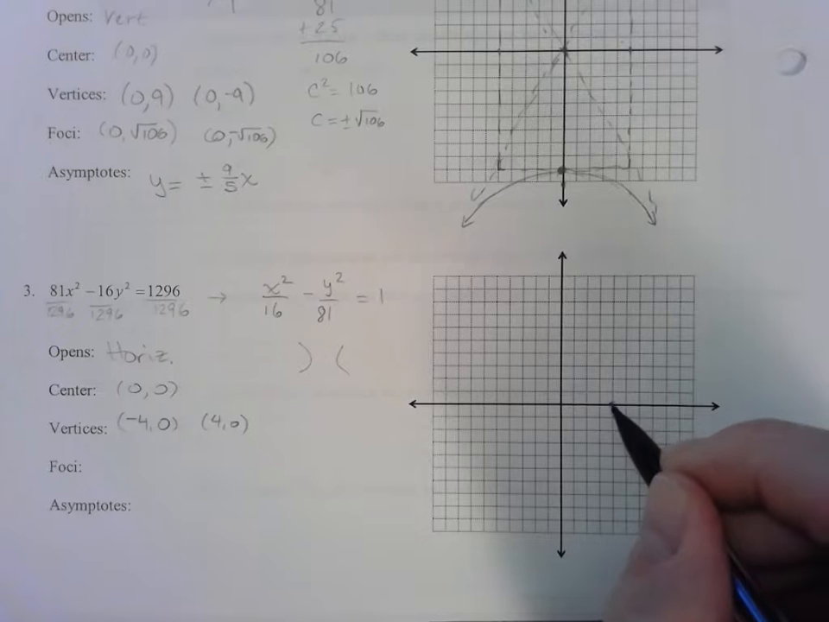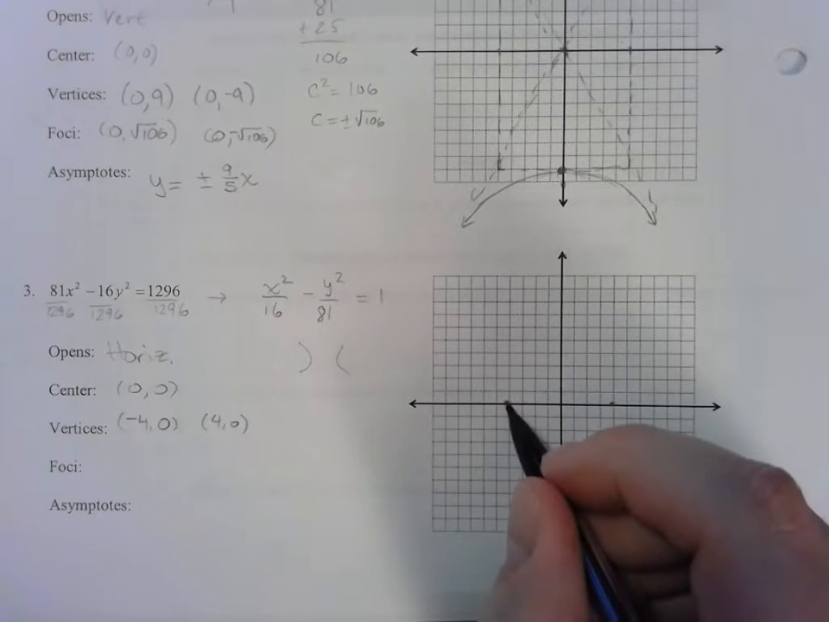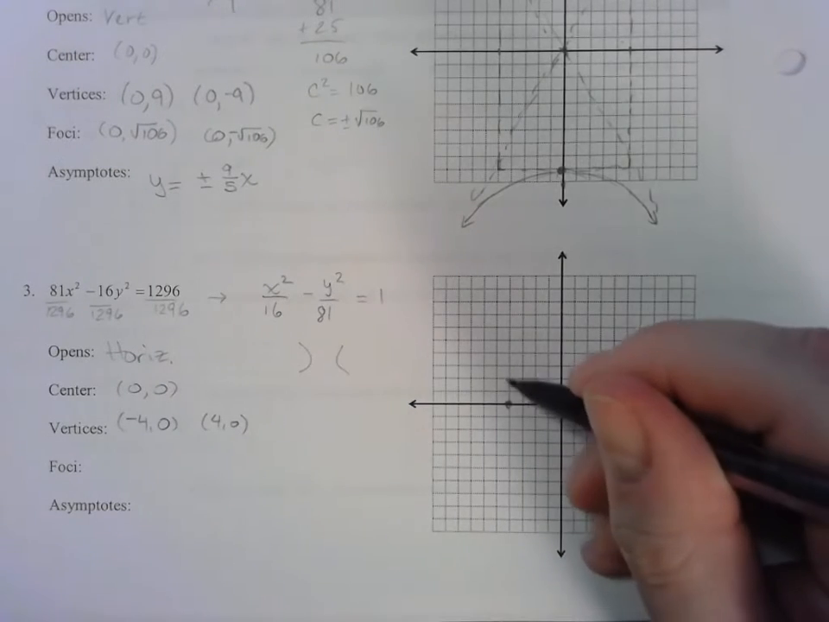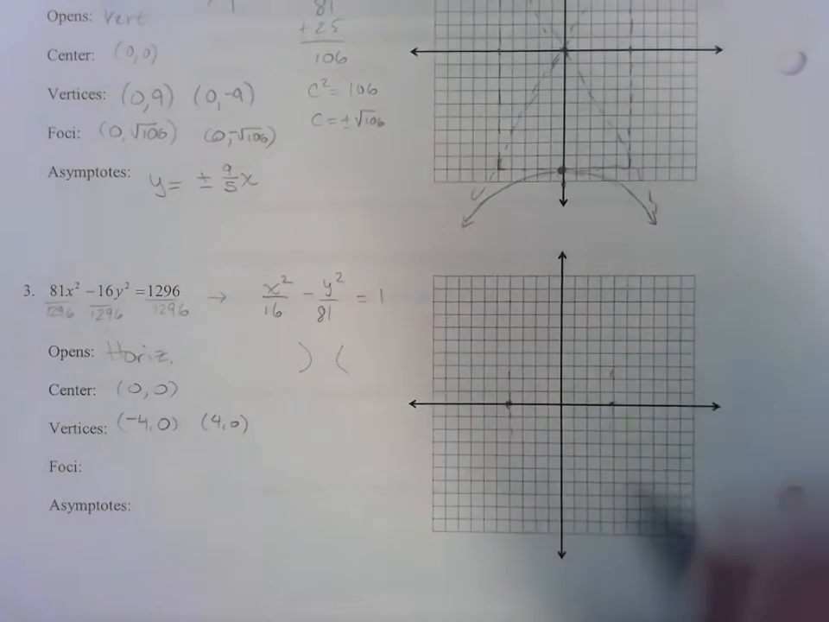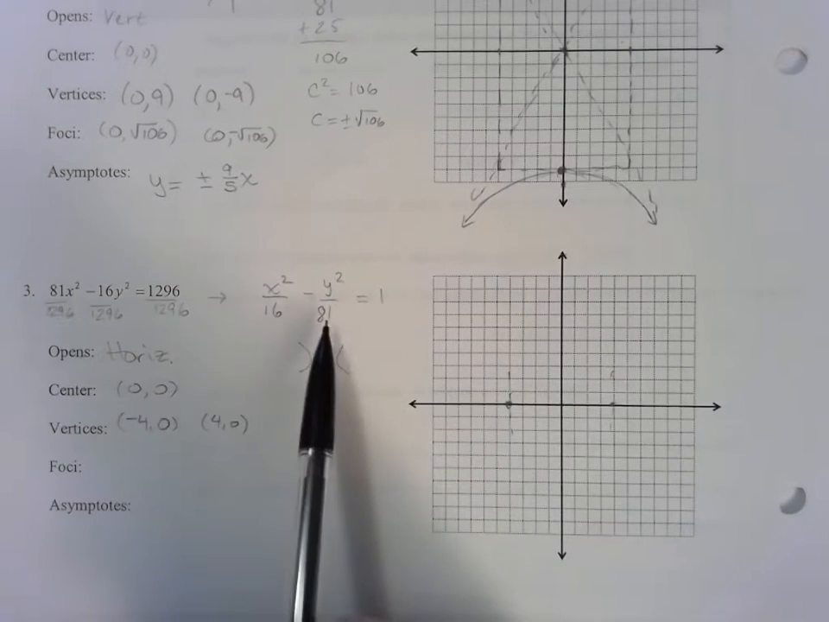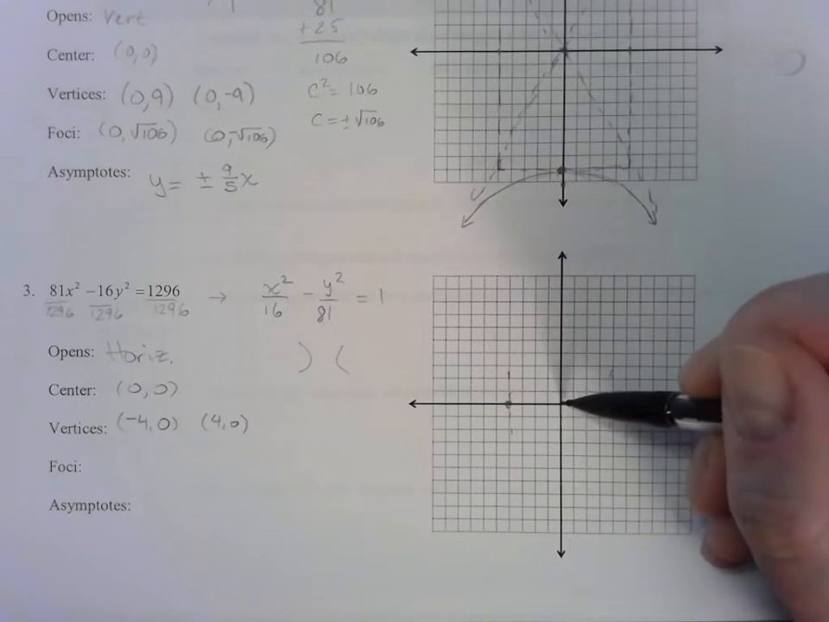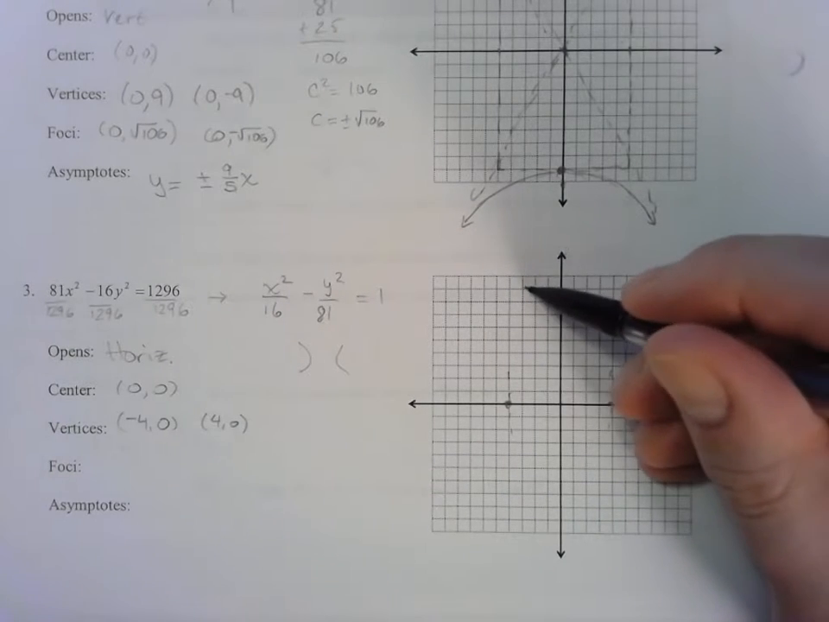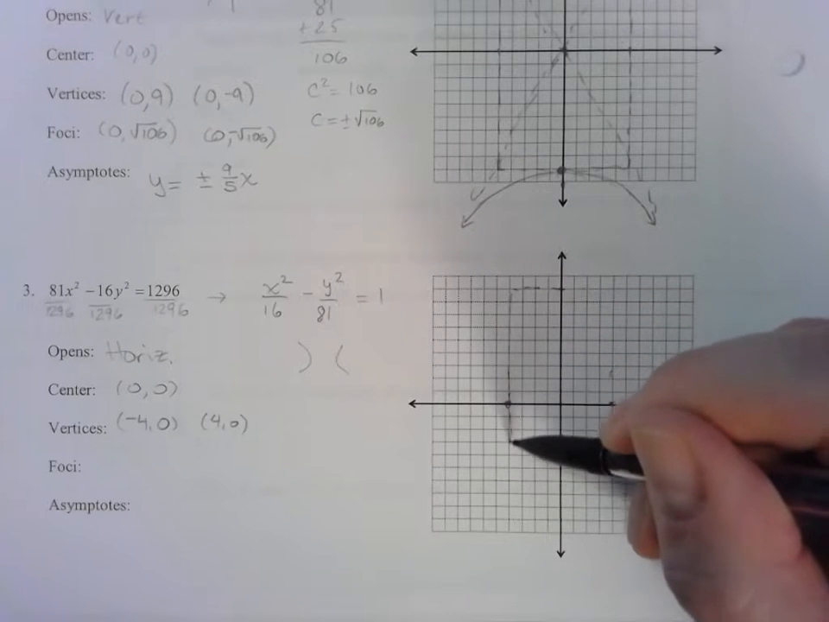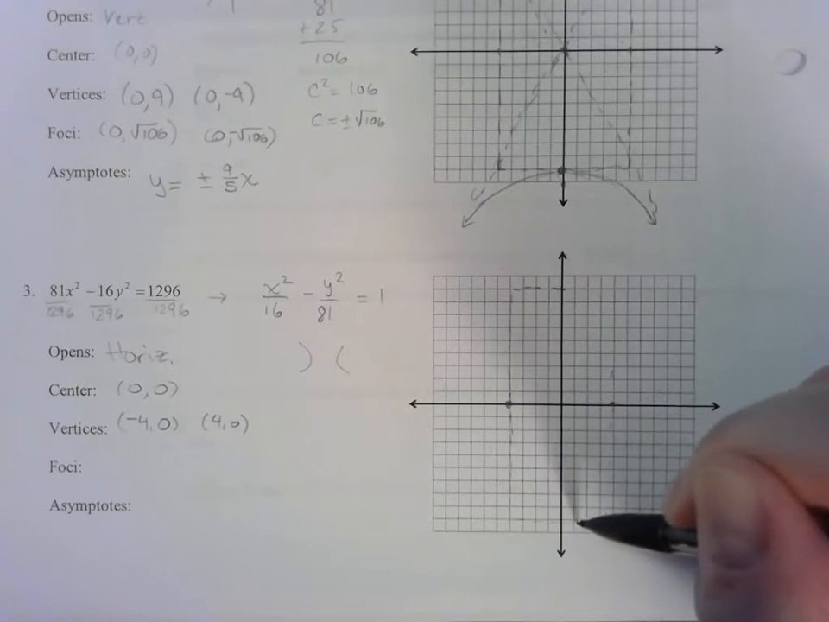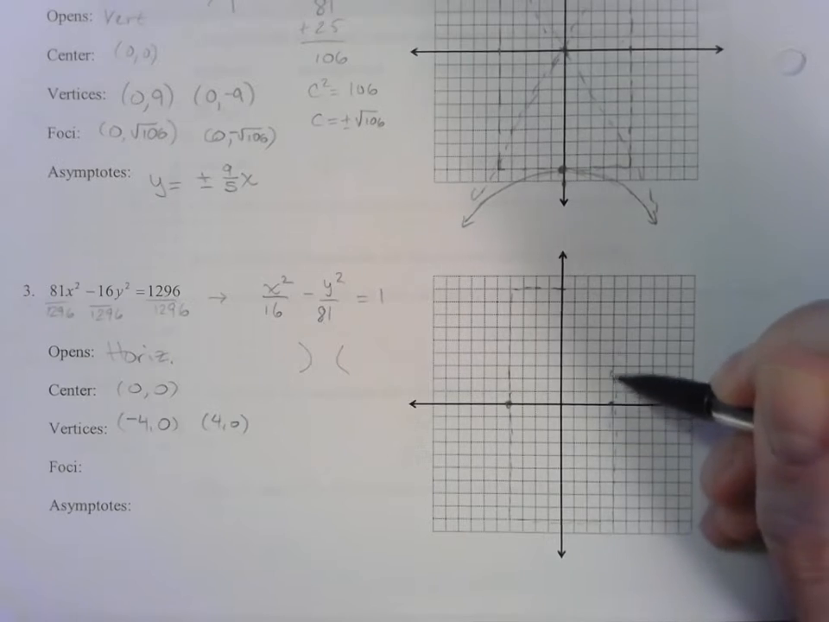Plot 4, 0, negative 4, 0. Also, that's one side of our rectangle. I don't know how tall I'd make it. Let's take a look down here. It says there's 81 under the y, which means I'm going to go 9 boxes up and then 9 boxes down, and this is what's going to make our rectangle.